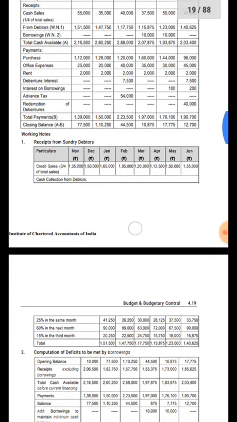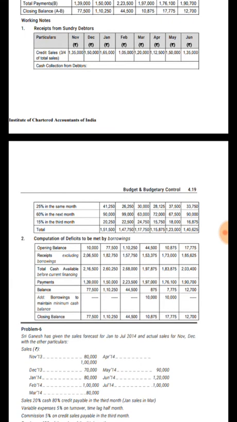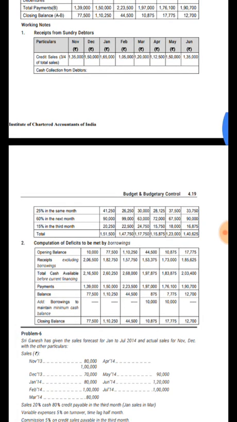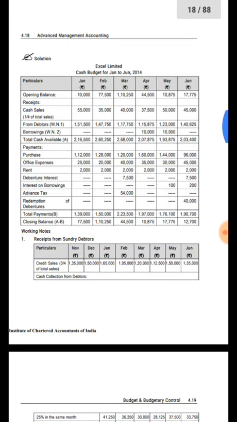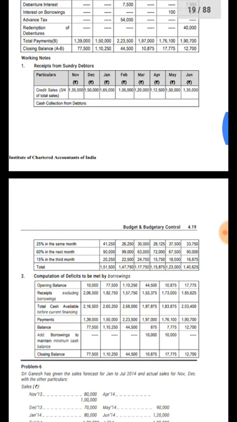So total payment: 2,23,500 if you pay, the balance remaining is 44,500. Again not required to borrow. 44,500 will go to the next month. Again the receipt is 37,500 and 1,15,875. Do you see 37,500 and 1,15,875? That is coming around.